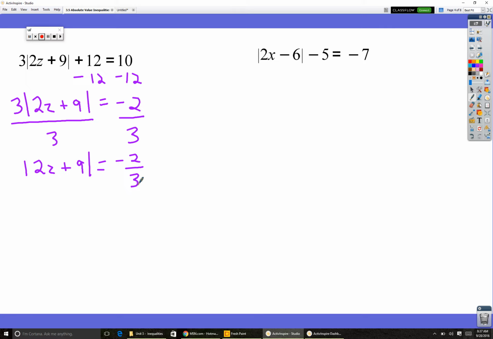Right, absolute values cannot be negative. So we cannot take the absolute value of 2z. It doesn't matter what z is. Whether we get a positive value in there or whether we get a negative value in there, there is no way the absolute value of anything can equal a negative number, because absolute value is always positive. So at this point, we can stop doing this problem and we can say there's no solution because absolute value cannot be negative.